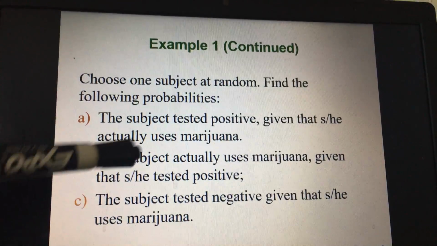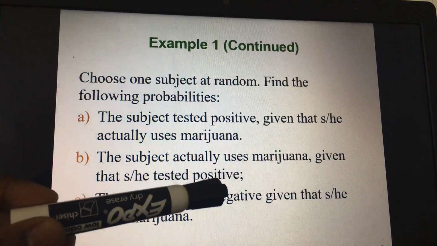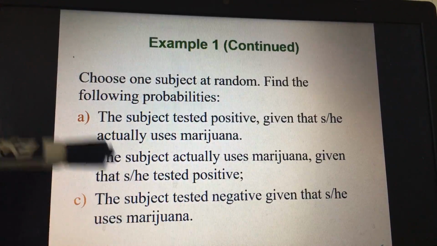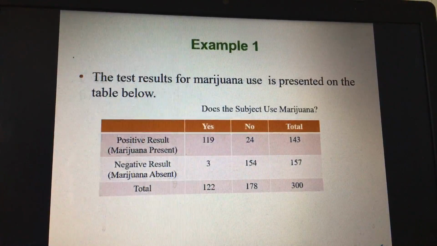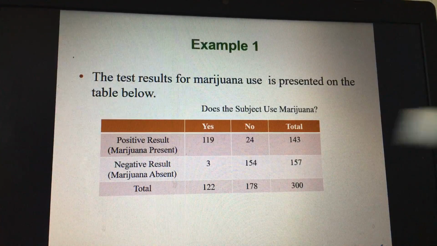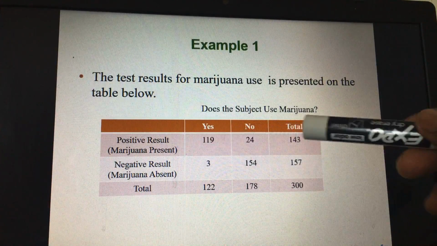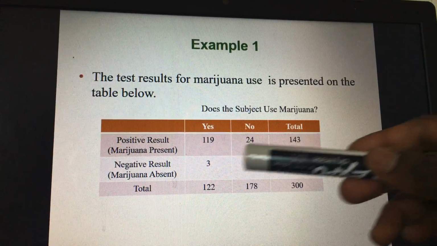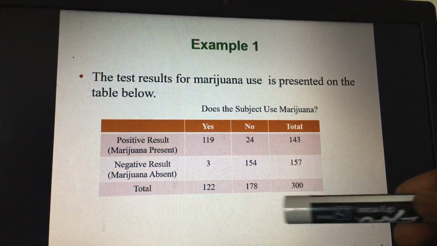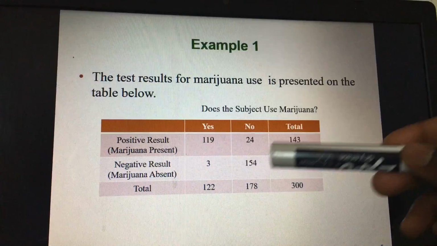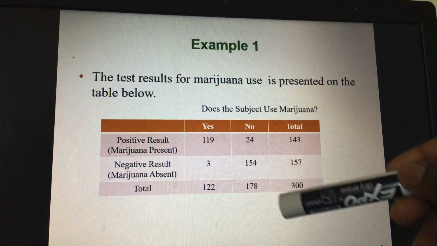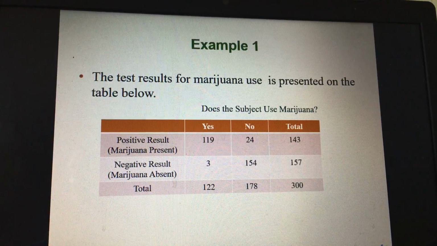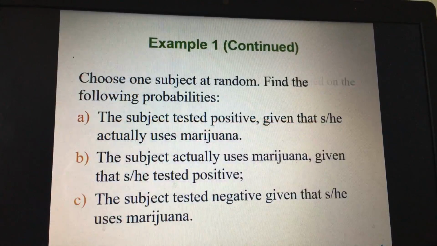Part C says the subject tested negative, given that he or she uses marijuana. So let's answer the first one. Like in another example, the first thing you do is to find the totals. I added this to this, gives me this. This and this give me that. This and this give me that. This and this give me that. And the grand total is right here, 300. Okay? We can now answer the question.